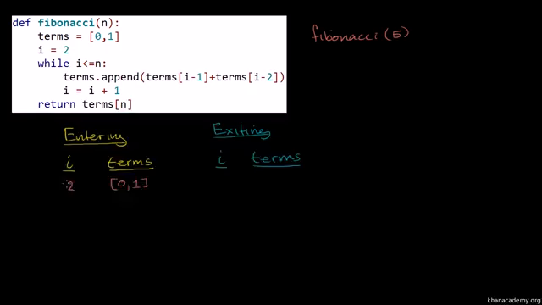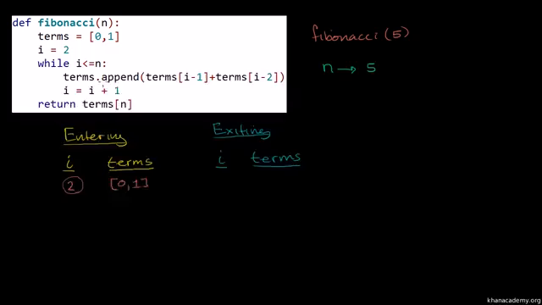And so as we enter the loop, we want to add the second term. And then we say while i is less than or equal to n. Well, we already know that n is 5. So in the scope of this function, while we are running it, the variable n is 5. And so clearly i is less than or equal to 5. So we will run this code right over here.